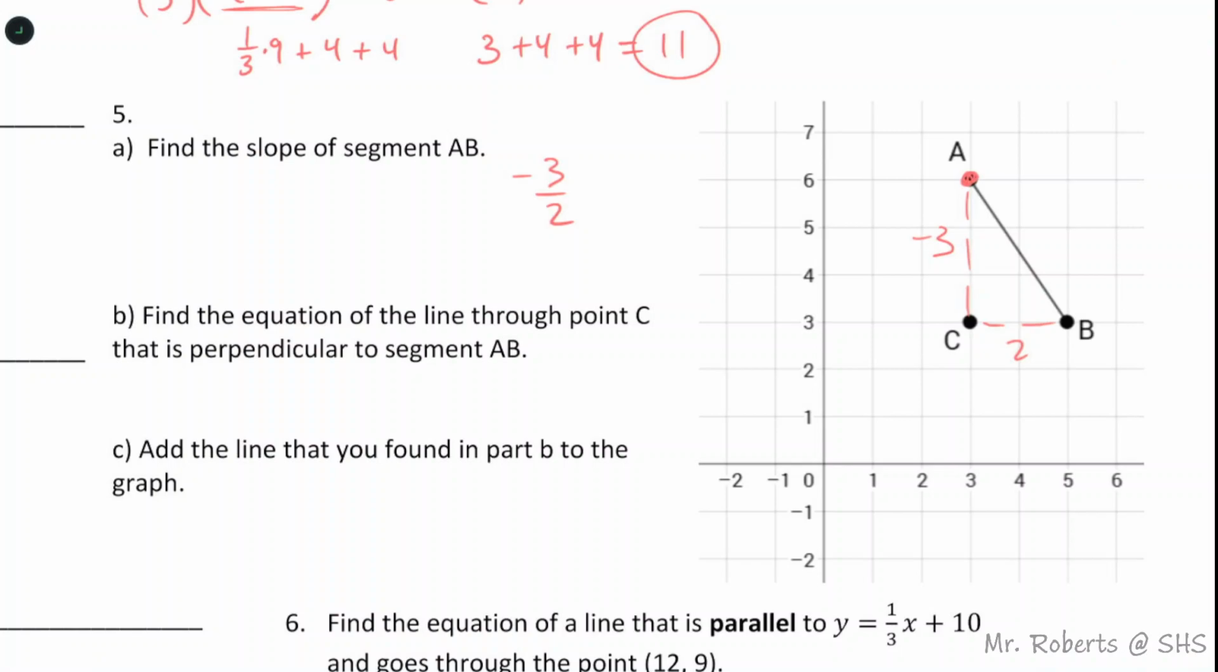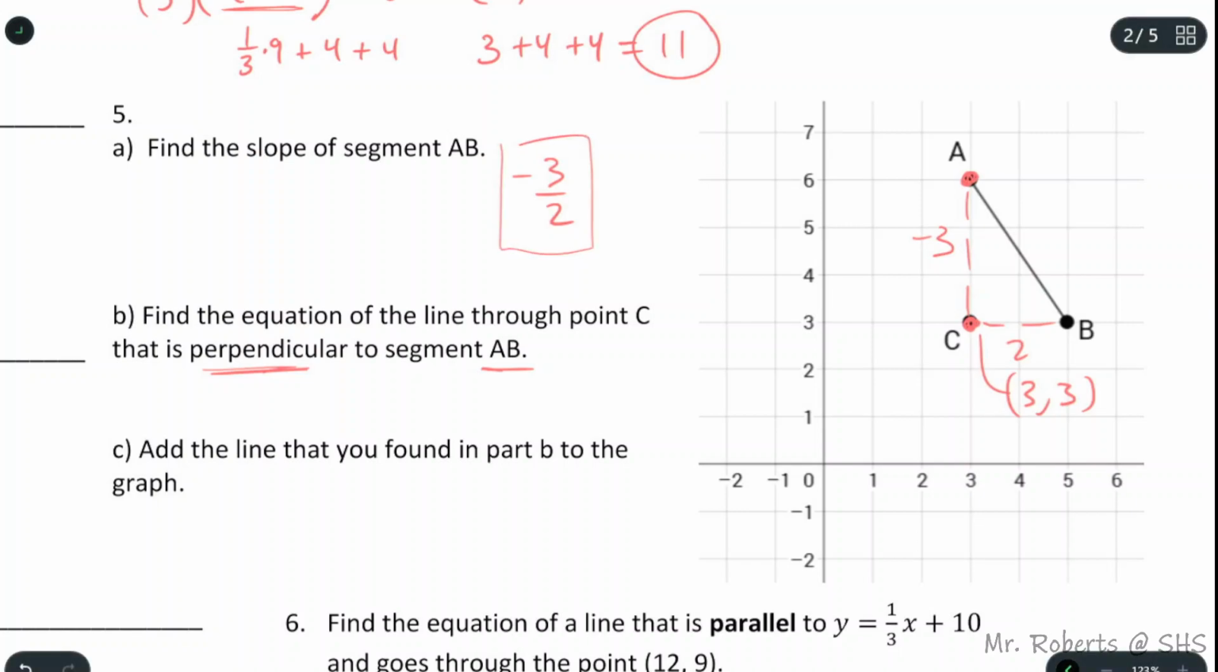Next, it says find the equation of a line through point C. Okay, and I can see the coordinates of C. C apparently lives at 3, 3. So find the equation of the line that goes through that point and is perpendicular to segment AB. All right, so lines that are perpendicular to each other have slopes that are opposite reciprocals. Segment AB had a slope of negative 3/2. So the line I'm looking for is going to have a slope of up 2 over 3, positive 2/3.